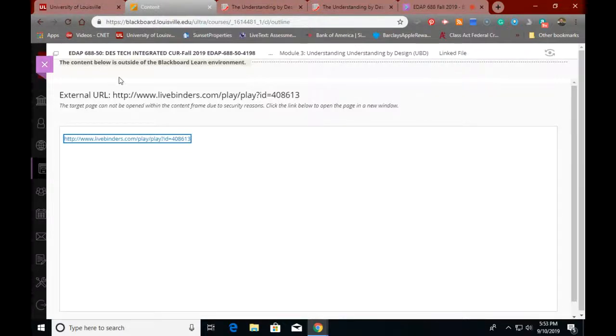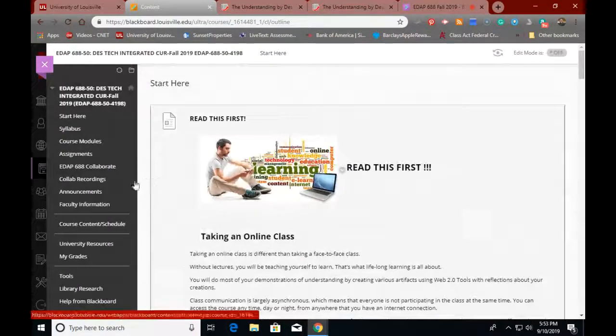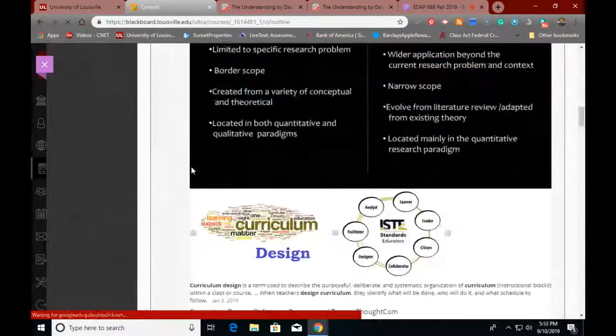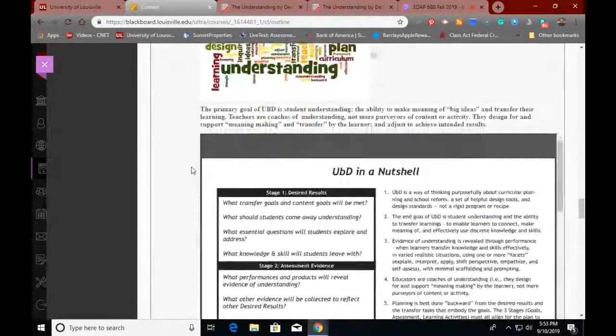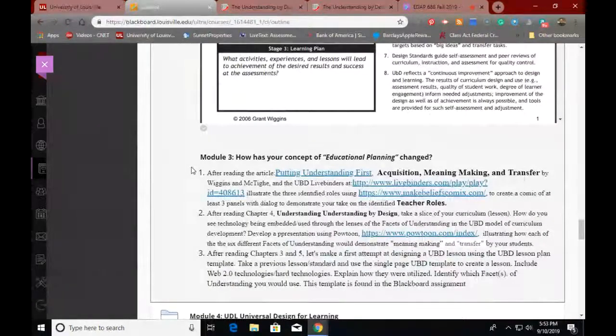Now, when you go back, oh God, I hate it when it happens. I have to jump back over to our modules, and I have to come back down to 3. So what he's asking us to do here is to use a tool after we've read the article about putting understanding first and then looked at the resources that live in the Live Binders. I want you to use a tool called Make Beliefs Comix. It's a great tool. You could use it for anything. And I need you to do it with at least 3 panels with dialogue.